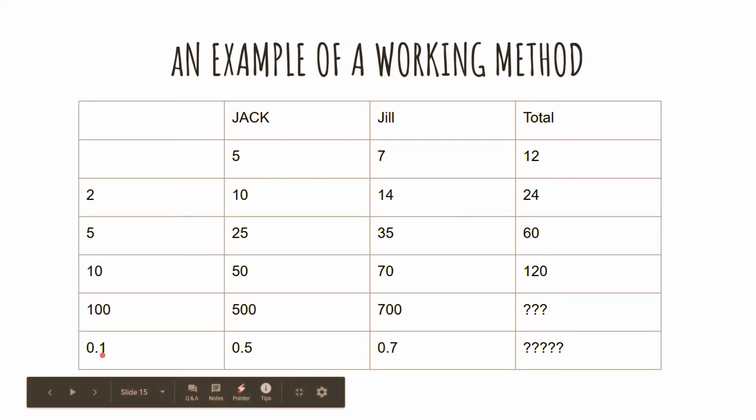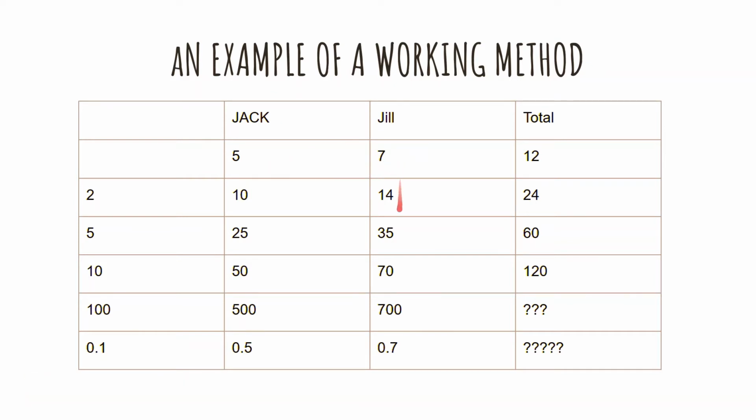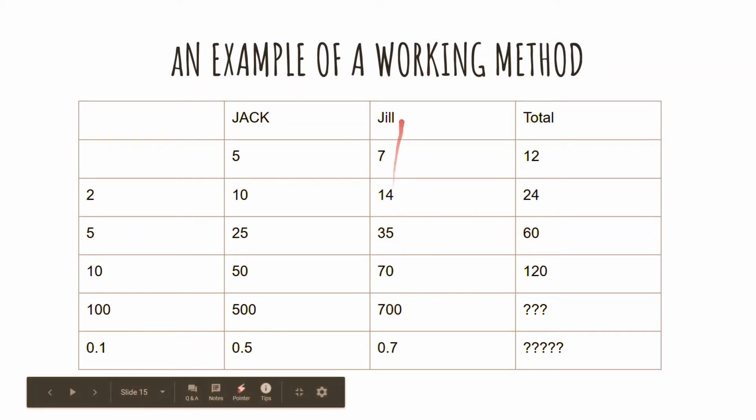Here's an example of the amount that they will have to share. In this case, it'll be 12 pence. Jack gets 5. Jill gets 7. So you see Jack in this case always gets less than Jill. Because of the ratio, Jill will always get more than Jack.